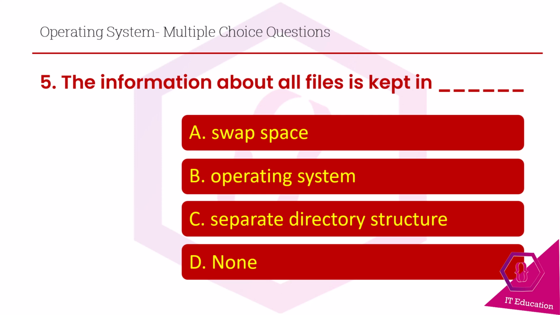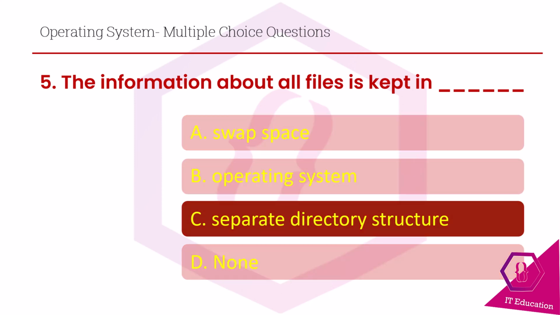The next question is, the information about all files is kept in. The question is about the file system. Option A swap space, option B operating system, option C separate directory structure, option D none. The information about all files is kept not in swap space, not in the operating system. So option C, separate directory structure, is the correct answer.